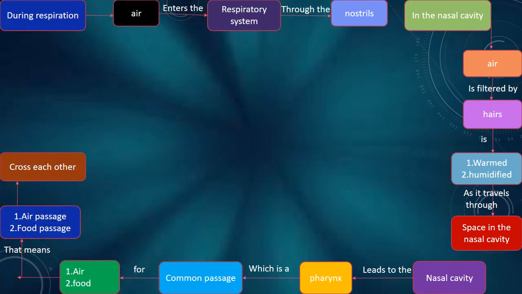During respiration, air enters the respiratory system through the nostrils. In the nasal cavity, air is filtered by hairs. It is warmed and humidified as it travels through the space in the nasal cavity. The nasal cavity leads to the pharynx, which is a common passage for air and food. That means the air passage and food passage cross each other.